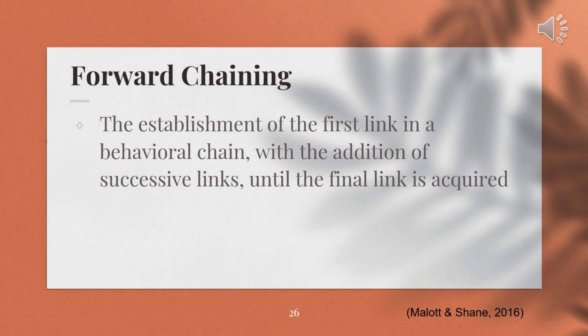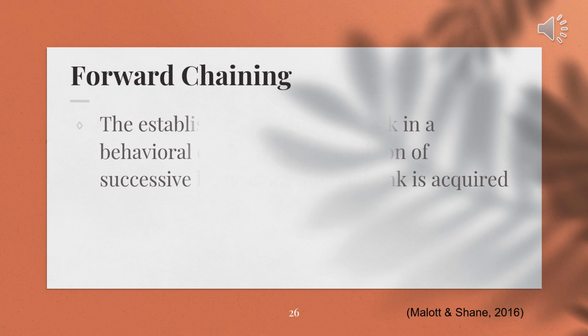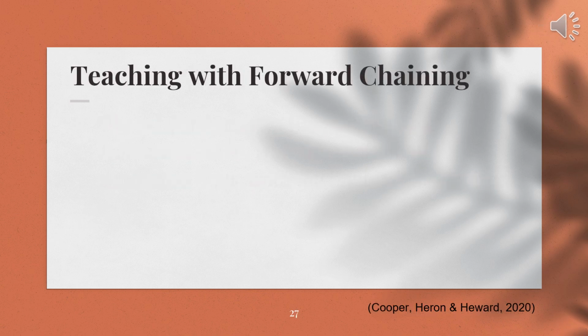Forward chaining is defined by Malott and Shane as the establishment of the first link in a behavioral chain with the addition of successive links until the final link is acquired. So now let's break down exactly how to teach with forward chaining. With forward chaining, the steps listed in a task analysis are taught in their naturally occurring order.